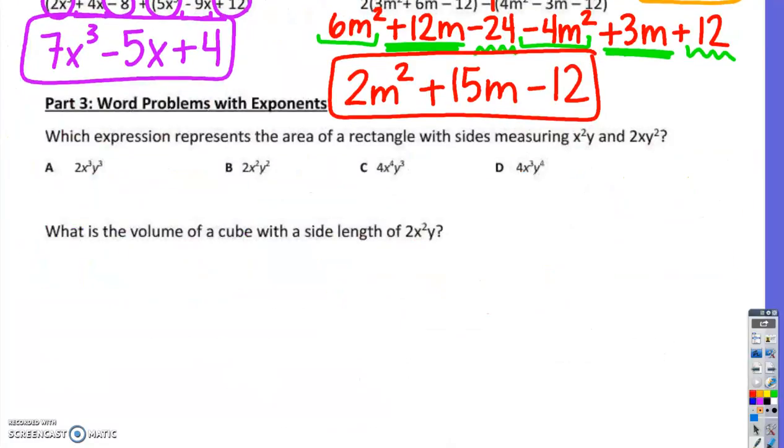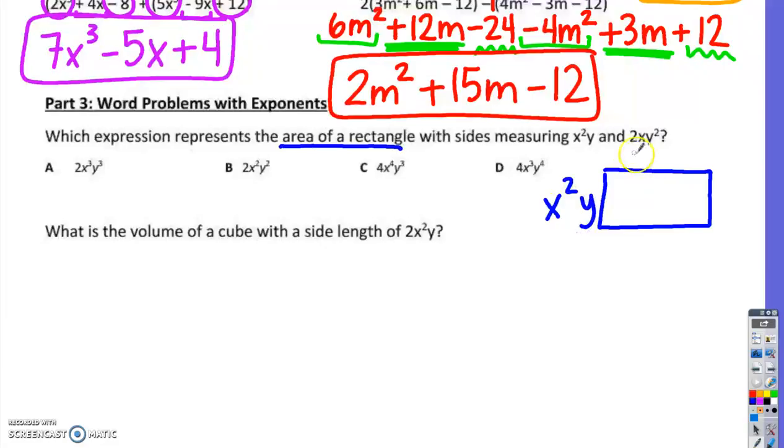Alright, part 3, word problems with exponents. I know we haven't really talked a ton about these, but they're pretty easy and I think y'all are going to do great. Which expression represents the area of a rectangle with the sides measuring x squared times y and 2xy squared? If you need to, draw yourself a little picture. Label your sides. One of them is going to be this, and the other will be this.